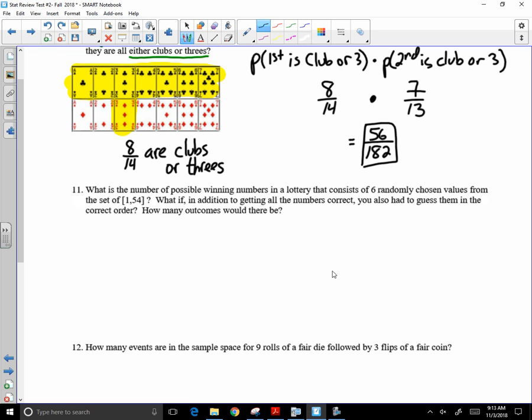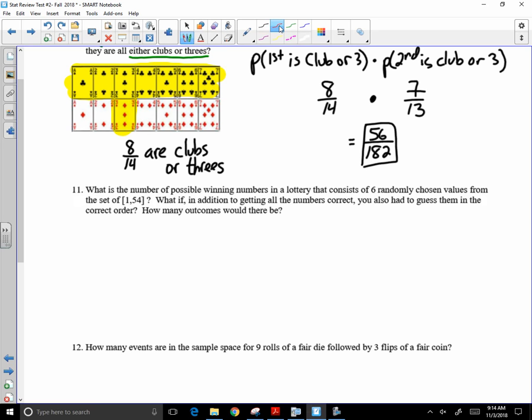All right, number 11, what is the number of possible winning numbers in a lottery that consists of 6 randomly chosen values from the set of 1 to 54? All right, so that bracket notation, again, just means that we're including the 1 and the 54 as possible outcomes. So we'll just focus on that before we get to the what if part. What is the number of possible winning numbers in the lottery that consists of 6 randomly chosen numbers from the set of 1 to 54?